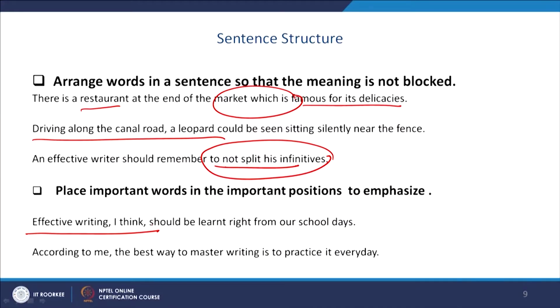Effective writing, I think, should be learned right from our school days. Here the emphasis is that the writer thinks it should be learnt right from our school days. Again in the second sentence, according to me. So when you bring in 'according to me', you actually emphasize what you want to say. According to me, the best way to master writing is to practice it every day. So when we are talking about sentence structure, see to it that the sentence structure is maintained in such a manner that meaning is not obscured. Otherwise, there will be a great difficulty for the readers.